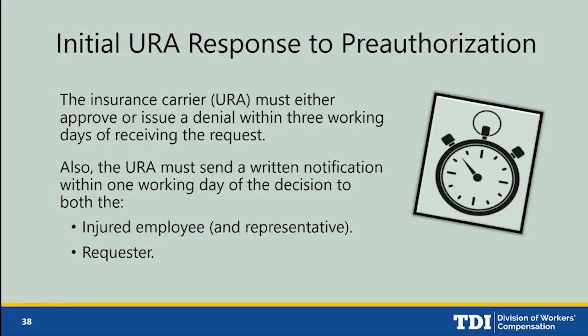So again, thinking back, imagine sending the request to the adjuster and waiting a day or two. Your 3 days haven't even started yet because it was not sent to the utilization review agent. So that URA needs to get the request. Instead of sending it to the adjuster, ask the adjuster for the URA contact information, or you could even find it online. Also, that URA must send written notification within 1 working day of the decision to both you, the requester, and the injured employee.